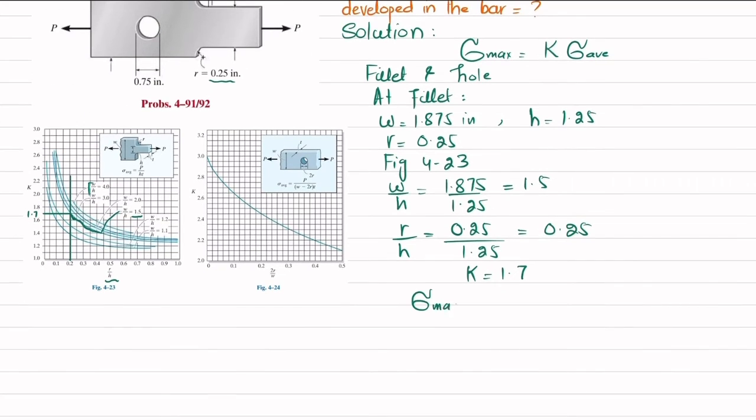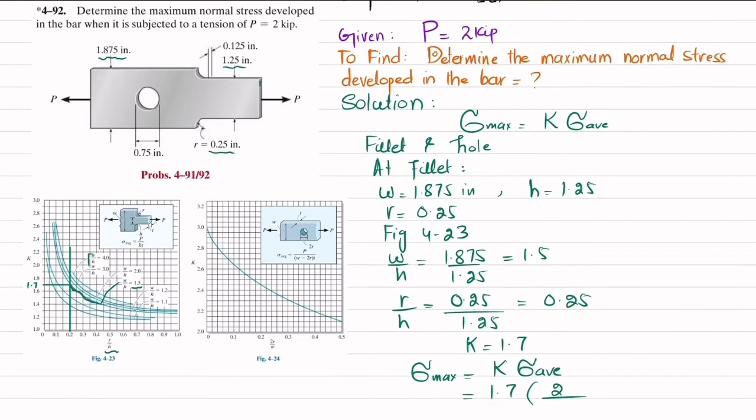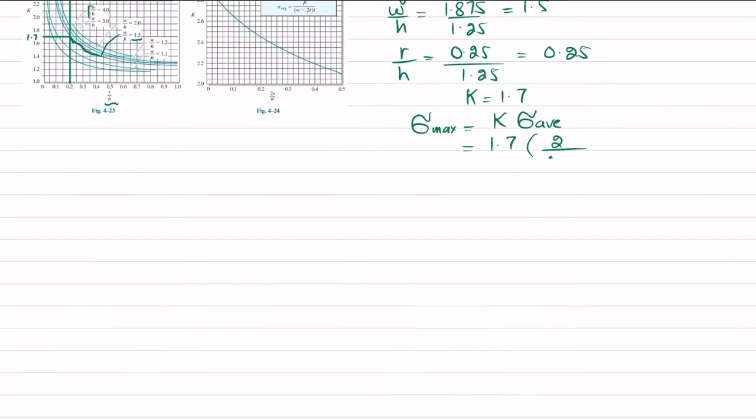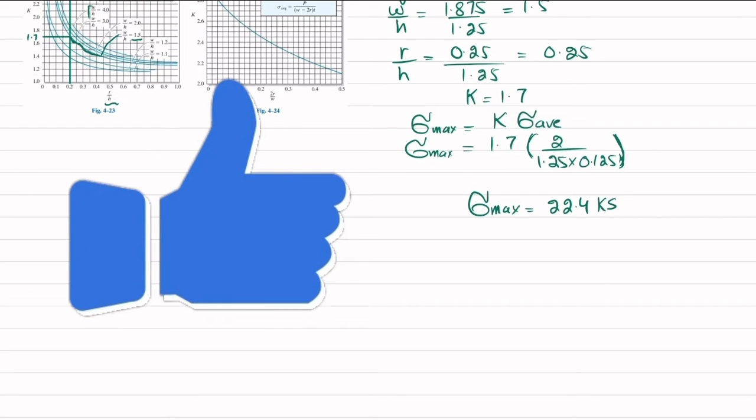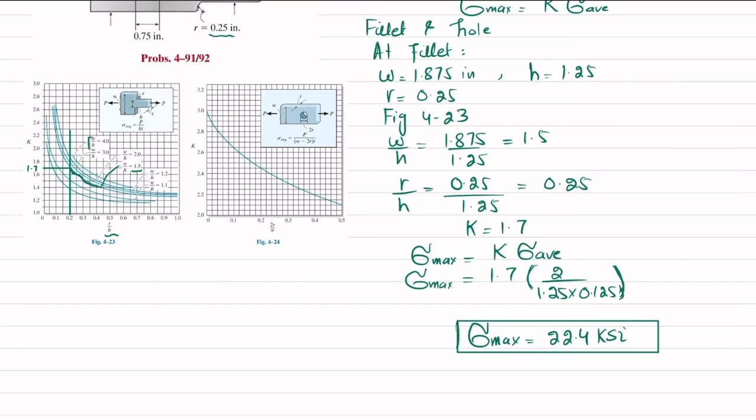So we know that maximum stress is equal to K into sigma average. So K is 1.7 and sigma average is equal to P divided by A. So P is 2 kips. So 2 divided by the area over which it acts. So this is the area. So height is 1.25 and thickness is 0.125. So 1.25 is height and 0.125 is thickness. Clear? Okay. Now when you solve this, so you will get the maximum stress at fillet, which is equal to 22.4 KSI.